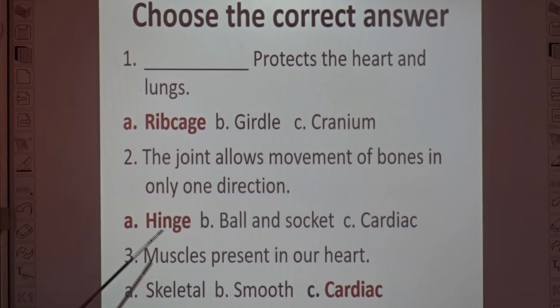The second one, the joint that allows movement of bones in only one direction. The answer is hinge joint. A hinge joint allows movement in only one direction. Not ball and socket or cardiac. What is the answer? It is hinge joint. It allows movement in only one direction.